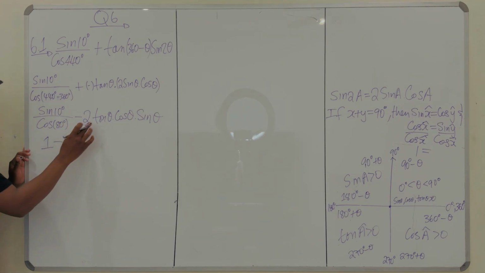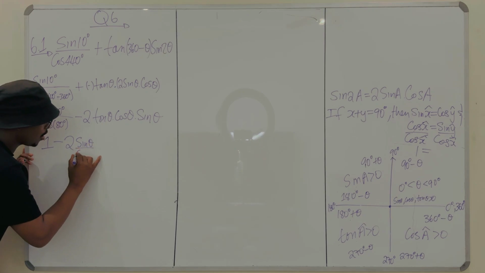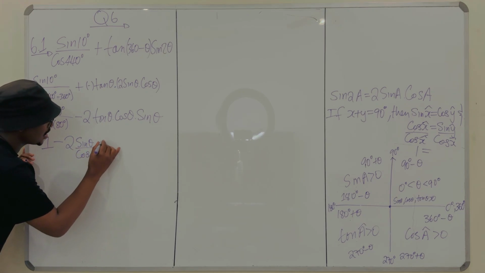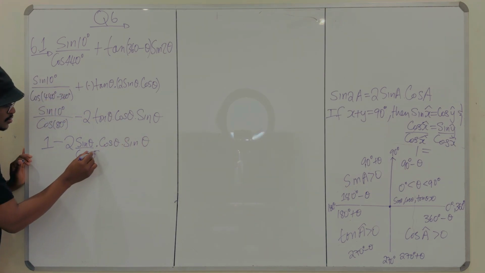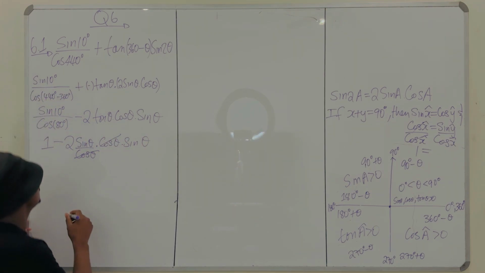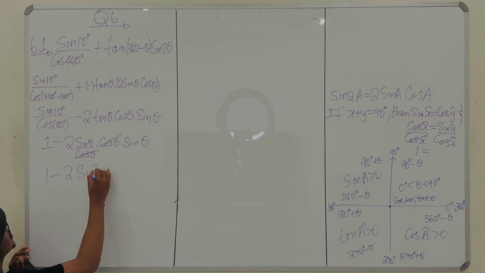minus 2. What is your tan? You know your tan is equal to sine theta over cos theta times cos theta times sine theta. So this and that will go away. So what you'll be left with is 1 minus 2 sine squared theta.